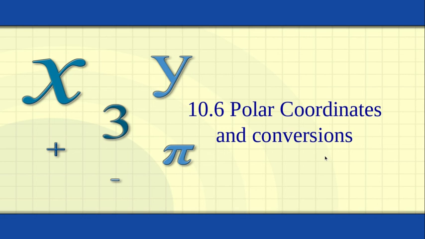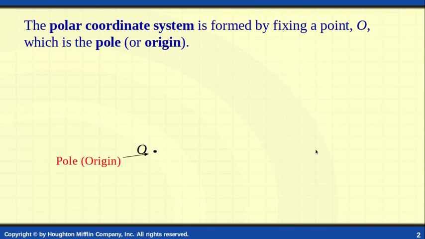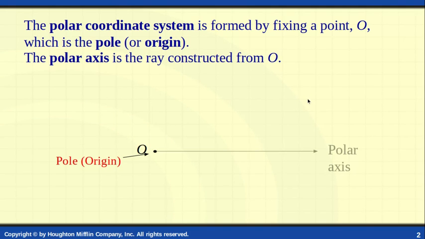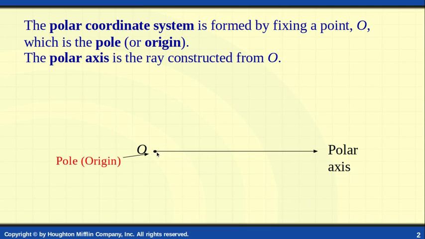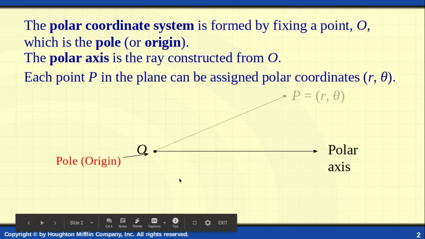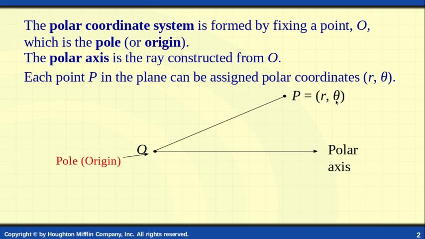So let's talk about what polar coordinates are. Right. So the system is formed by fixing a point. You can call it point zero or the origin. It's also known as the pole. Right. So we have that point. Then the polar axis is the axis that goes to the right, almost like the same as the positive x-axis in our Cartesian plane. And then the points can be assigned using coordinates r, theta.